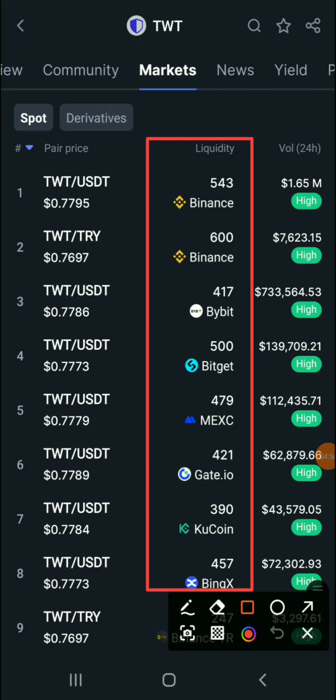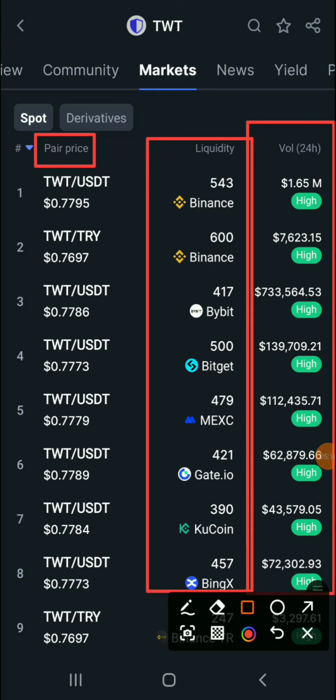So as you can see, it's on Binance, Bybit, BitGet, MEXC, Gate.io. If I click on this pair over here, you're going to see other exchanges, hundreds of exchanges, I think, where this TWT is being traded. And over here, you're going to see the 24 hours volume.